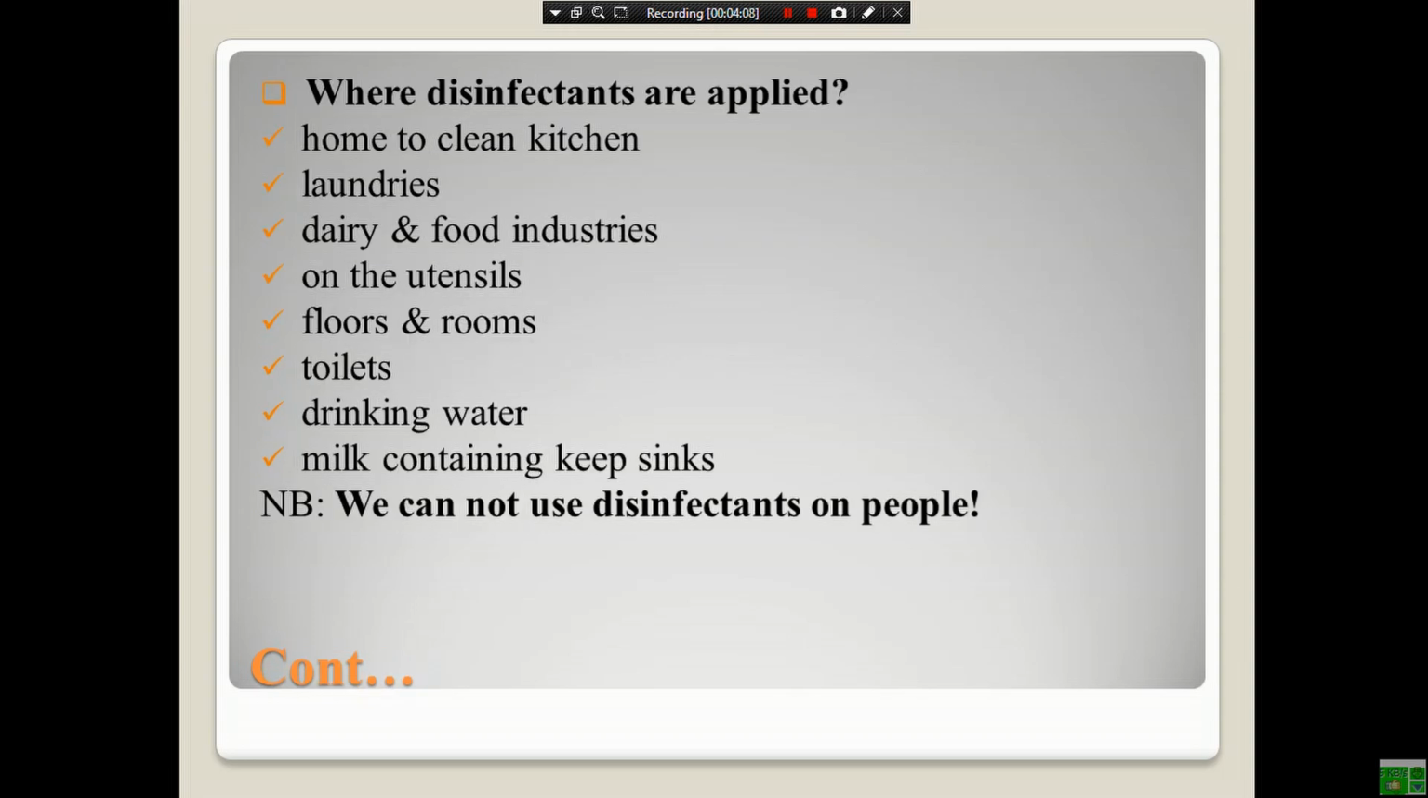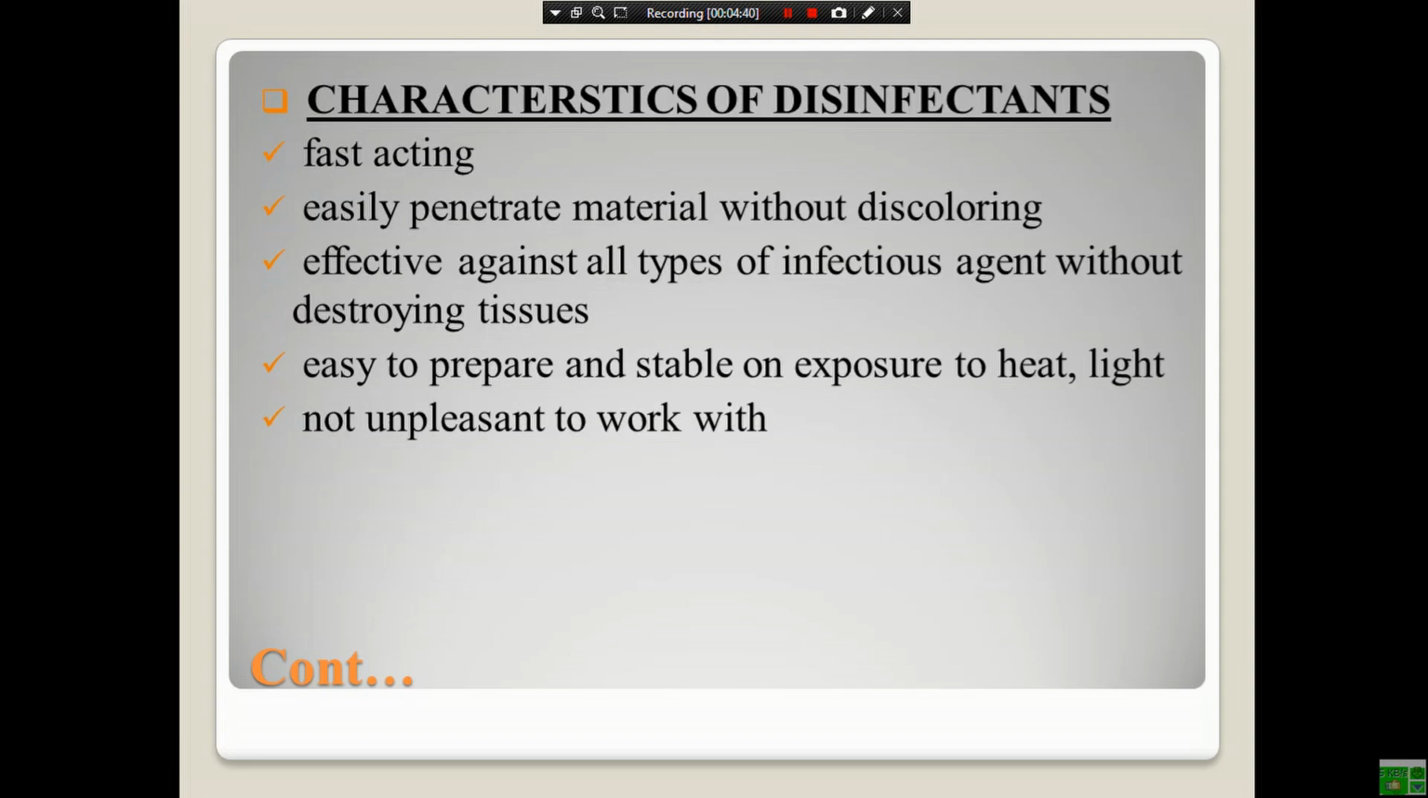Where are disinfectants applied? They are applied in the home to clean the kitchen, in laundries for clothes, and again in the dairy and food industries, on utensils, floors, rooms, toilets, and drinking water. Milk-containing sinks as well, mainly in the food technology industries. Remember that we cannot use disinfectants on people.